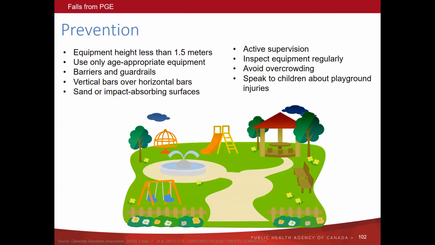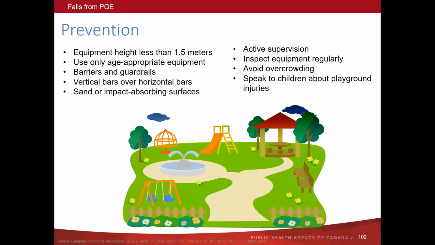So there are several steps that can be taken to reduce the incidence of not only falls, but other forms of injuries in playgrounds. The Canadian Pediatric Society recommends lowering the height of playground equipment, as several studies have found that at 1.5 meters and above, the risk of falls increases dramatically among children. So it's also important to ensure that the equipment is age appropriate.